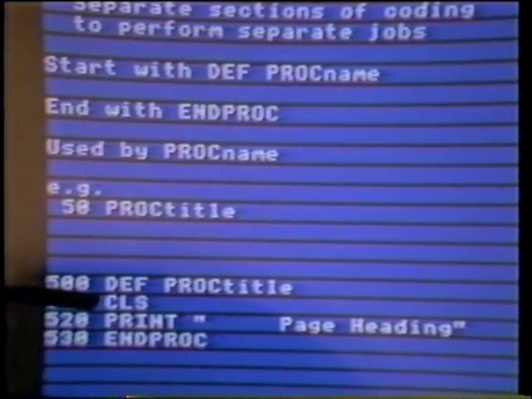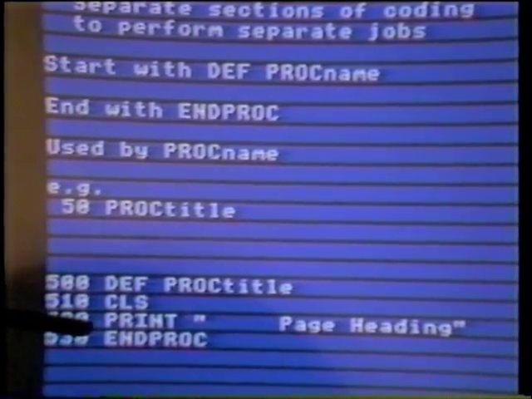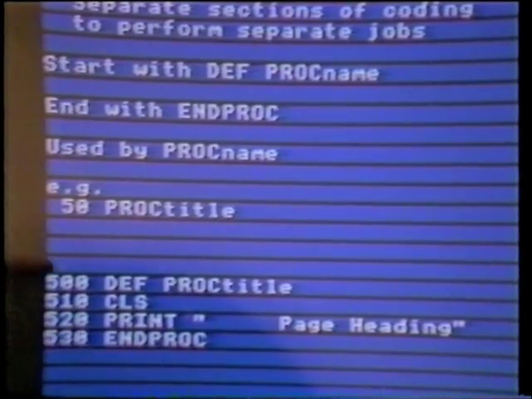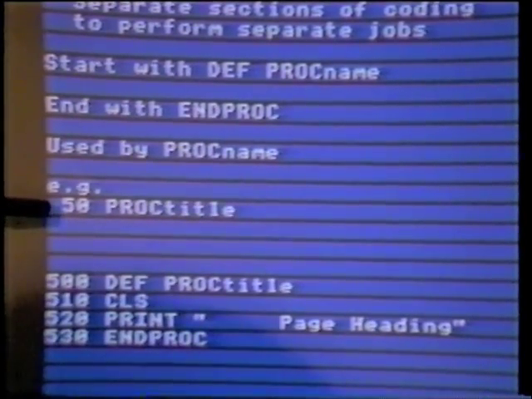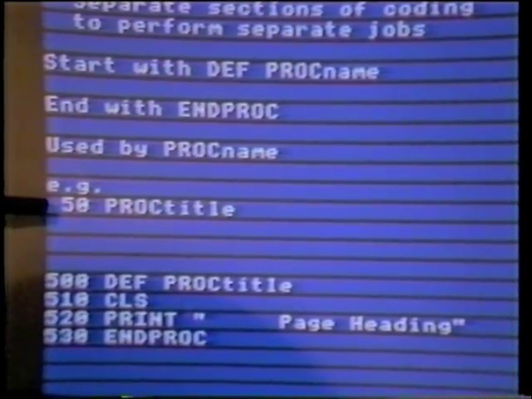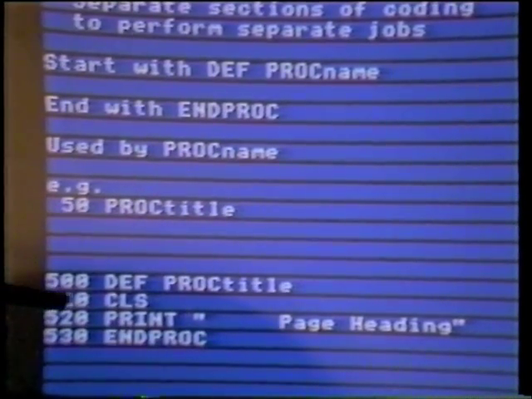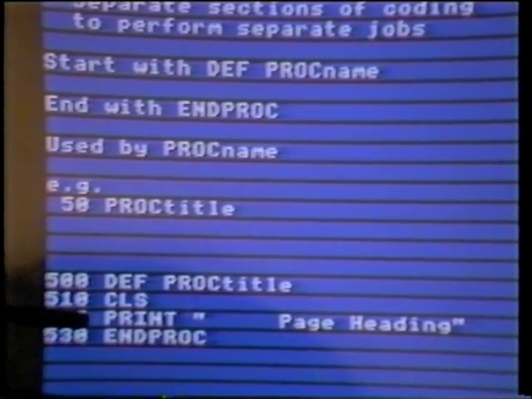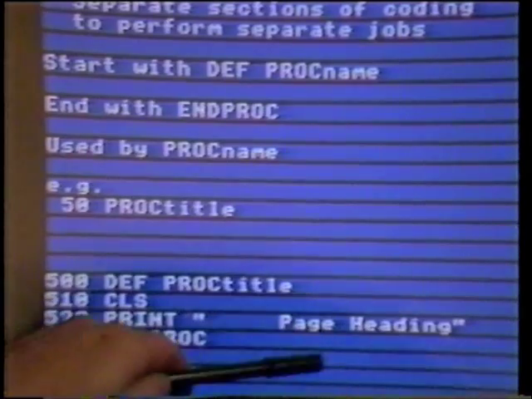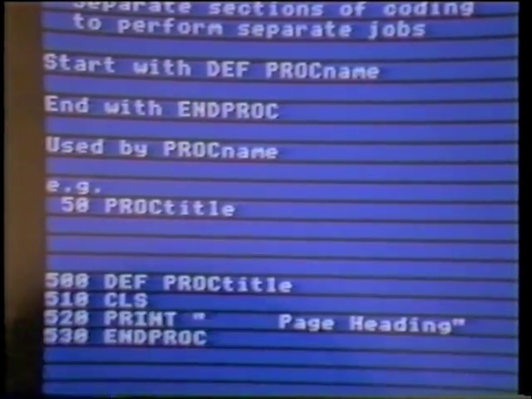The 2 lines of coding within that procedure are the work that's to be done whenever we use the line proc title. In this case, we have 2 BASIC statements, CLS, which clears the screen, and a print statement, which prints out the 2 words, page heading.